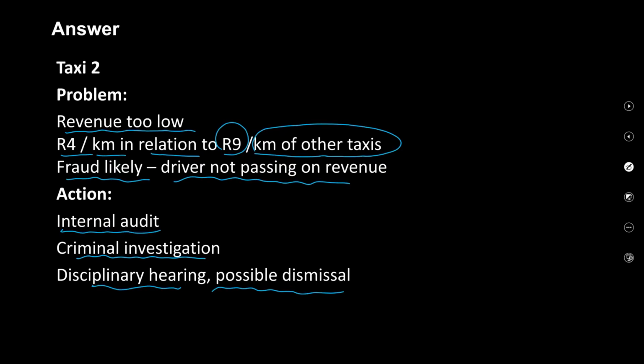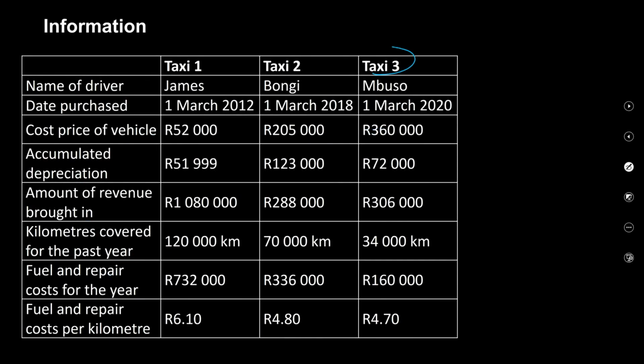Right, let's go to taxi 3 now. With taxi 3, again, we've got the cost price, we've got the accumulated depreciation, and the amount of revenue brought in is 306,000. Clearly, this stands out very, very evident. What is it? Look at the number of kilometers that this taxi has covered in relation to the old one, 120,000. In relation to taxi B, 70,000. We've only covered 34,000 kilometers. Clearly a cause for concern.